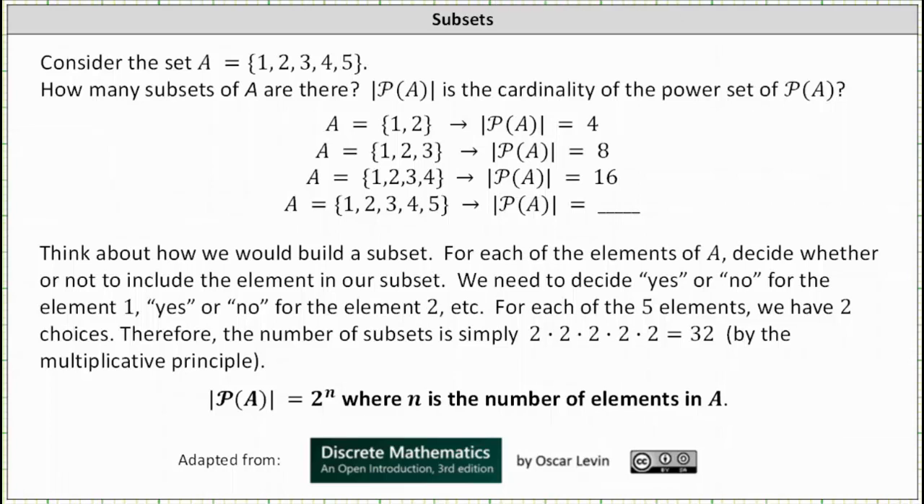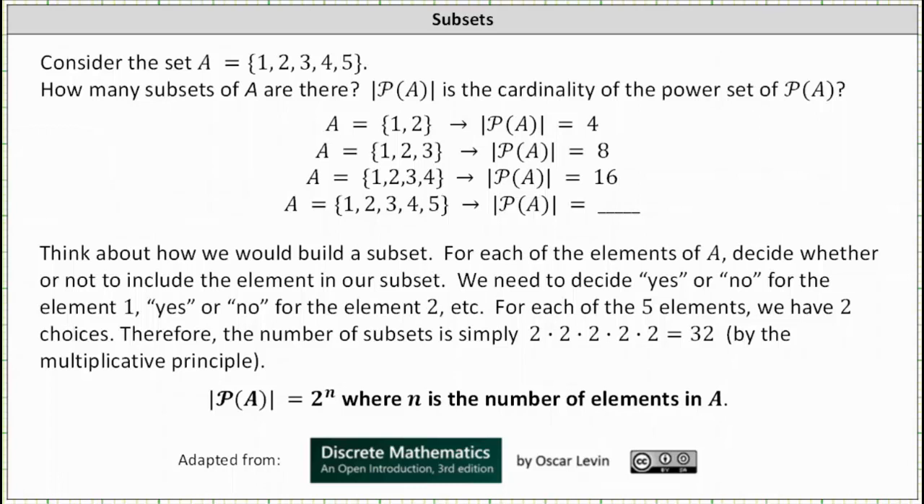Welcome to a lesson on how to determine the number of subsets of a given set, as well as how to determine the number of subsets of a set with a certain cardinality or a certain number of elements. Let's begin by considering set A with elements 1, 2, 3, 4, and 5. The question is, how many subsets of A are there?